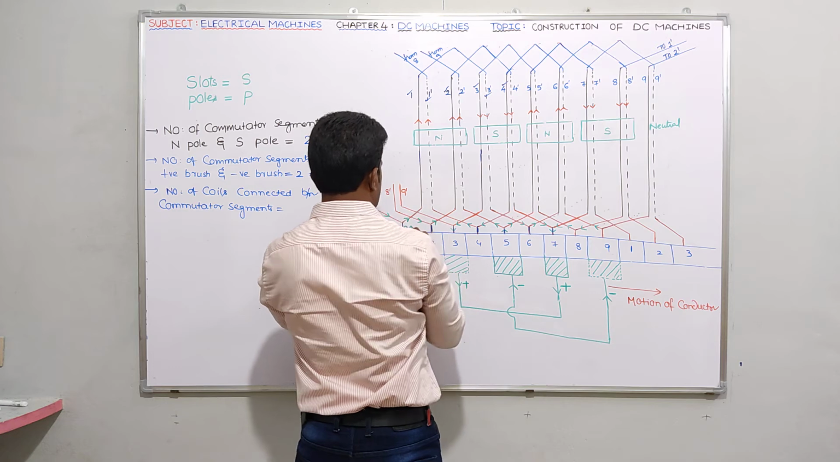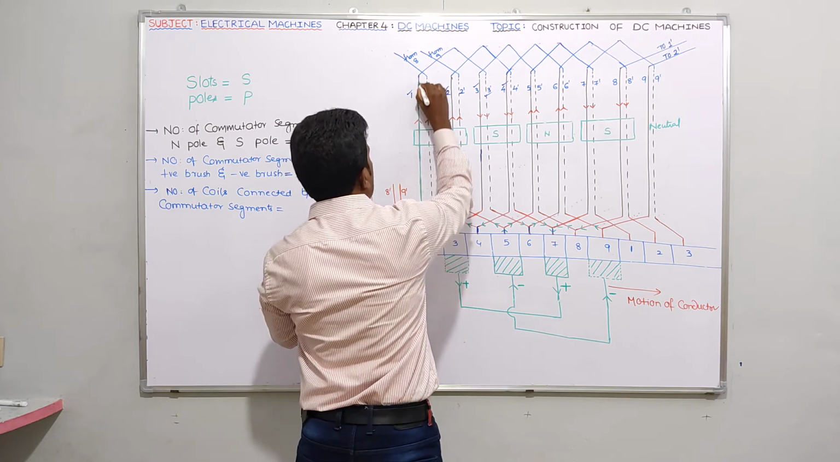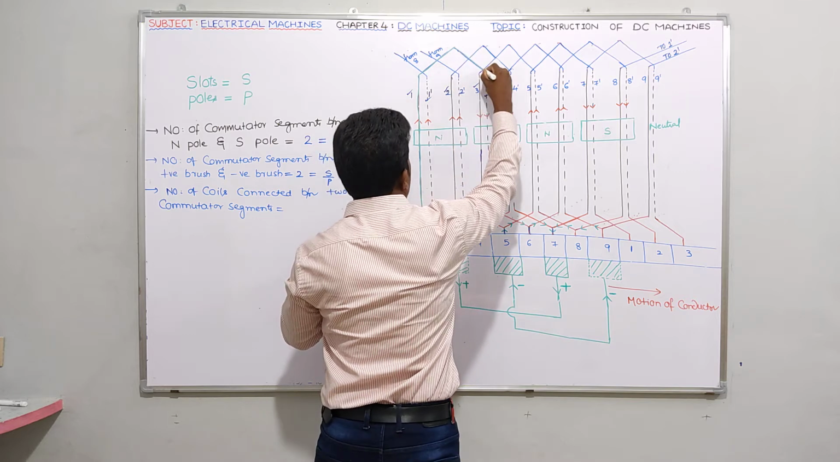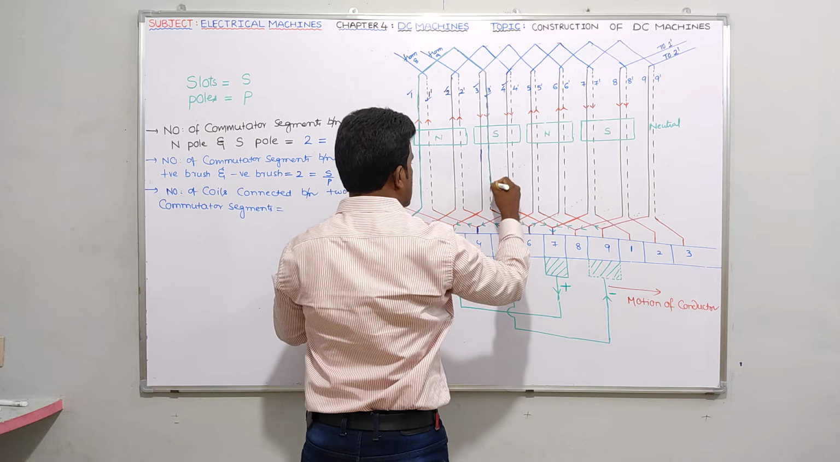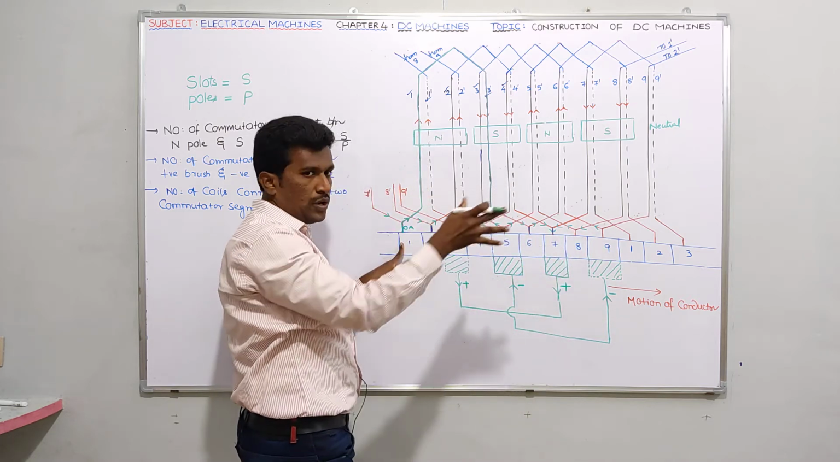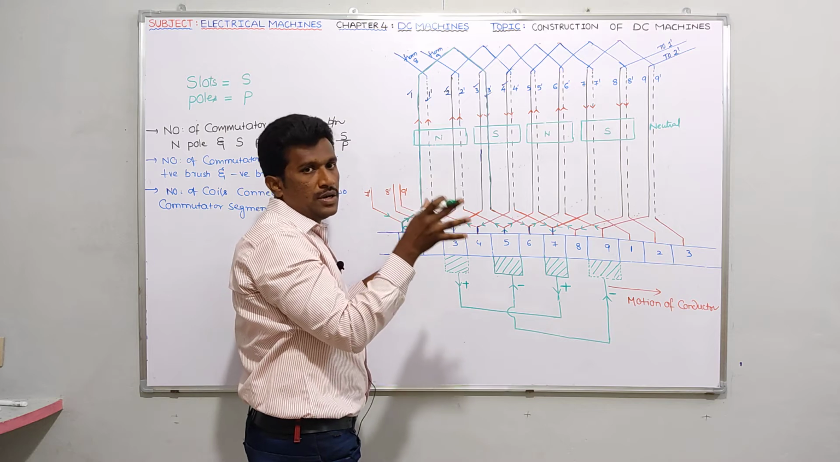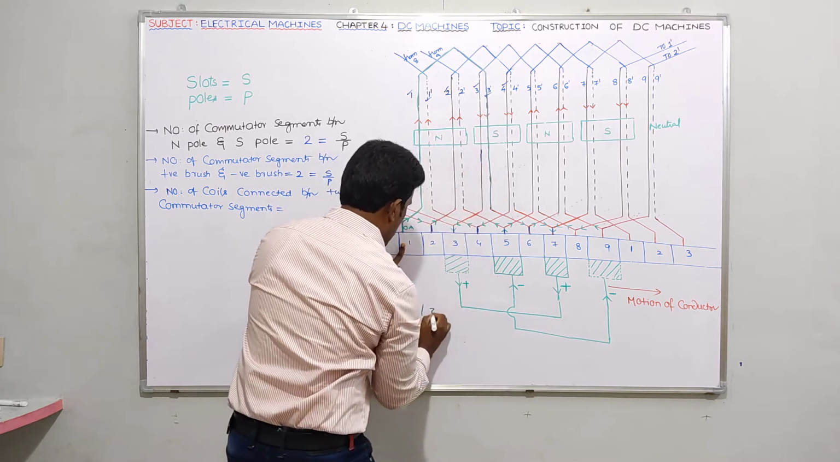I'm just drawing, 1 second, guys. From here, I'm just drawing 1, 3 dash is the coil. 1 3 dash is the coil. So from 1 to 2, if you are going, how many number of coils are you able to see? That I'm just finding. So you are able to see 1 3 dash is the coil.